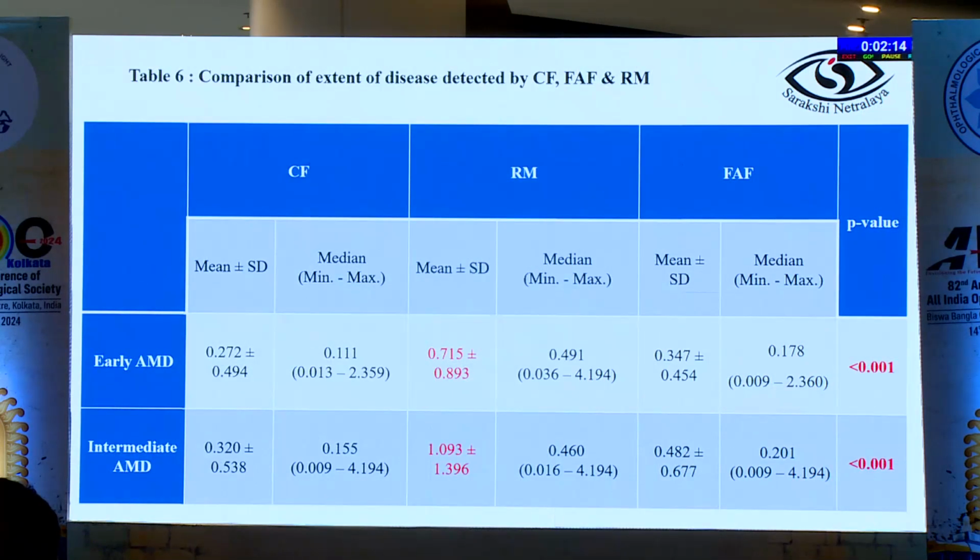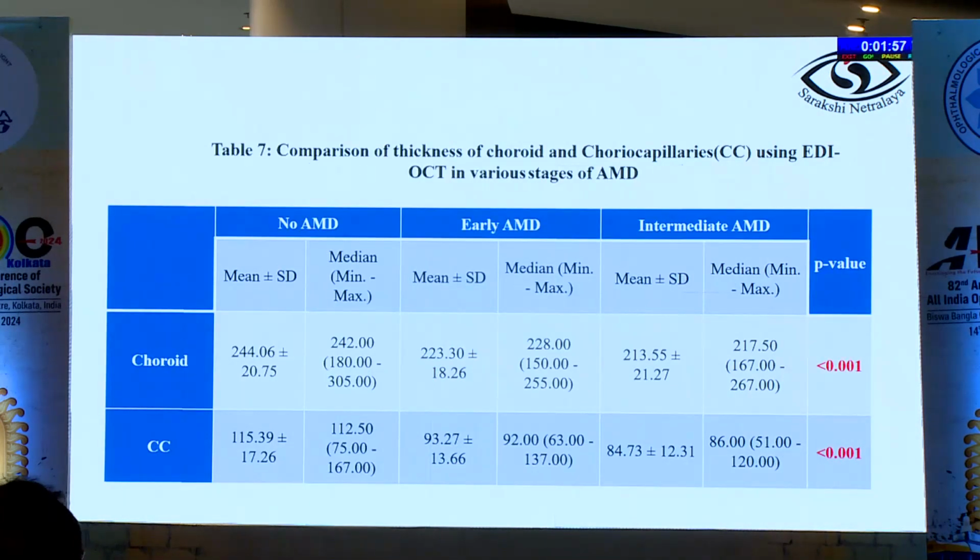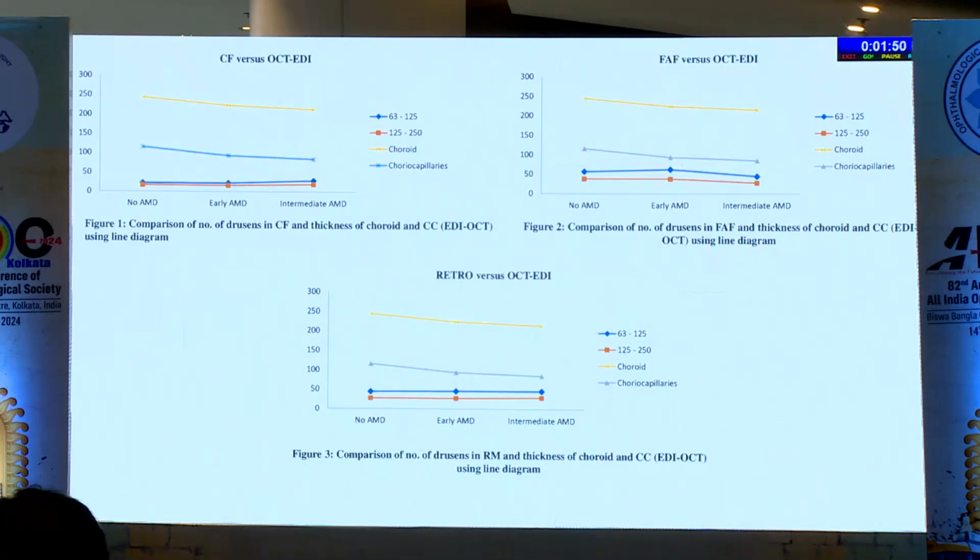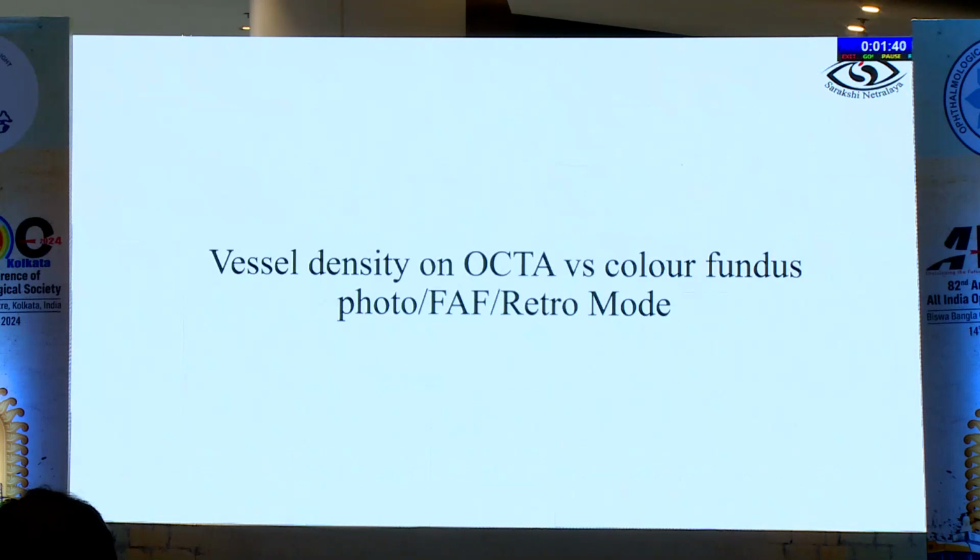We also studied the extent of the disease based on these three multimodal imaging modalities, and in cases of early and intermediate AMD, the retro mode was found to be superior compared to both the color photo and the FAF mode. The thickness of the choroid and choriocapillaris decreased with the increase in the severity of the disease, as is already established. And when it was plotted against the line curve, it is seen that retro mode was most in sync with the OCT EDI.